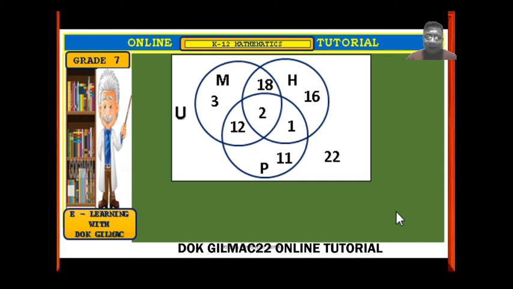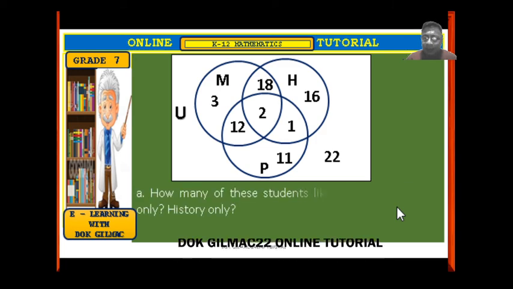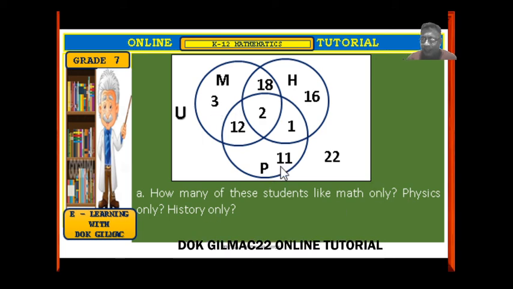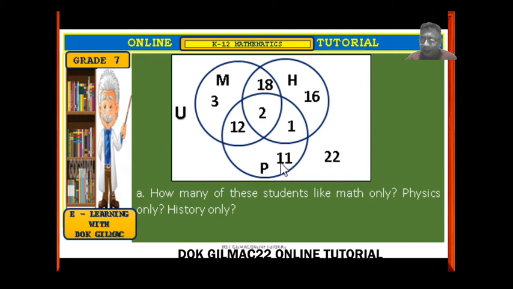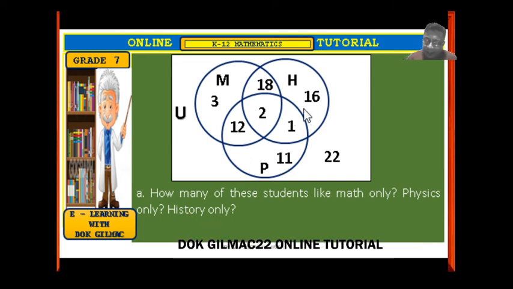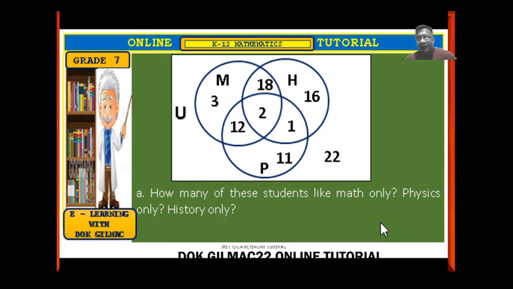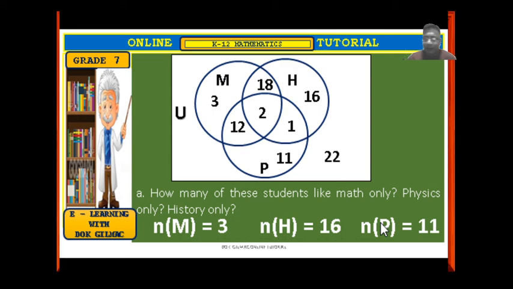Okay? So from here, we were able once again to answer the questions in the given problem. How many of these students like math only? So there are 3. How many students like physics only? There are 11. How many students like history only? There are 16. So that's how to use the Venn diagram. Okay? So we have here the given answers.